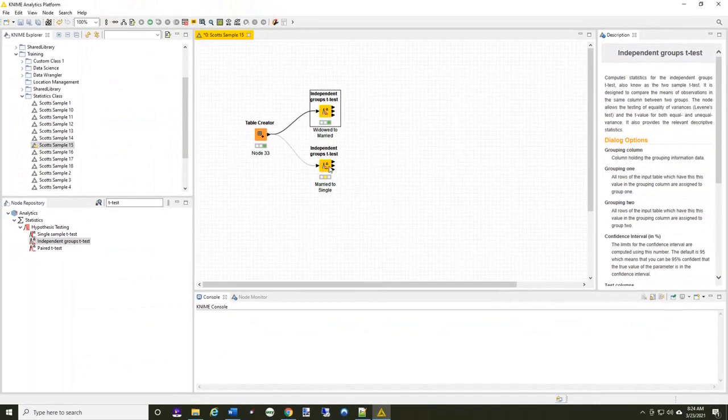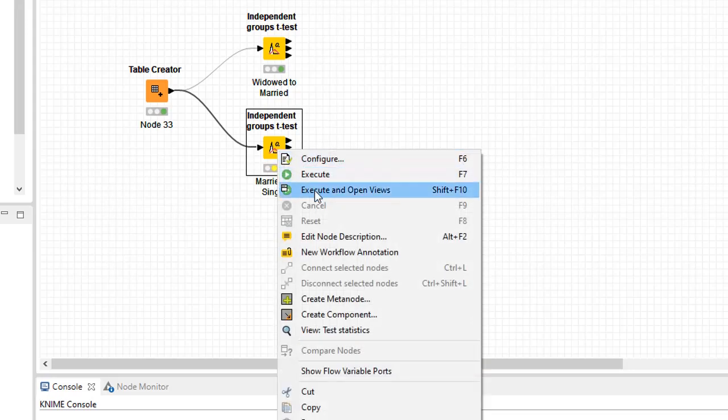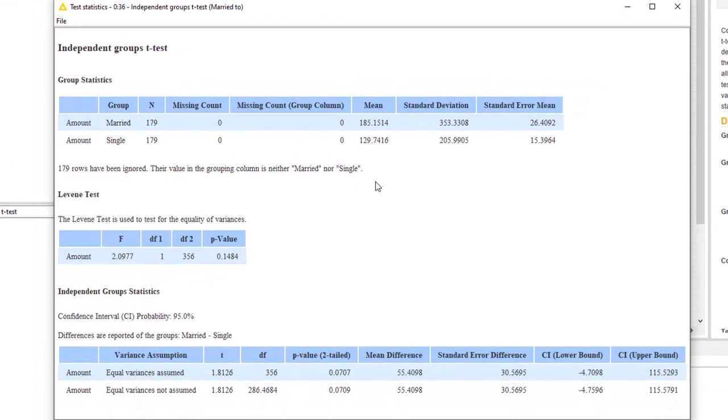So now let's go ahead and do the same thing, except this time I'm comparing married against single with a 95% confidence interval. And when I execute that and open the view, now I have means of 185 and 129. They're much closer together. And again, whether equal variances are assumed or not isn't going to matter. I can say that the p-value is 0.07. So that is above our 0.05 threshold. I fail to reject the null hypothesis. I cannot be certain that married people make more than single people. This test does not prove that out.